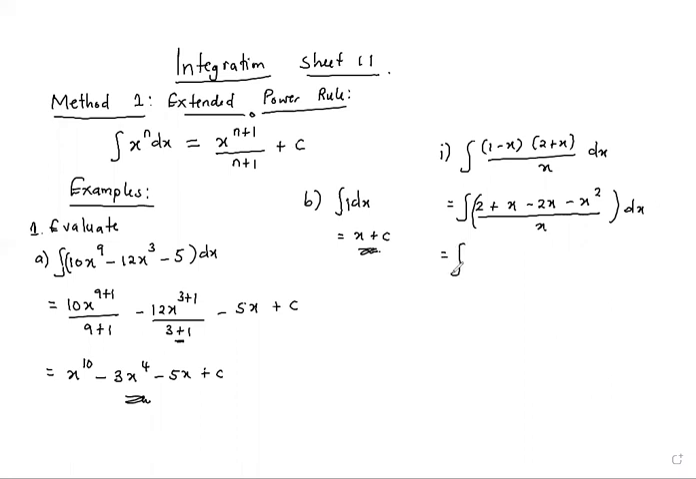So now we'll start. The first one is 2 over x. The second one is x over x, which is 1. And then minus 2x over x, which is 2. And then minus x squared over x, that is just x.